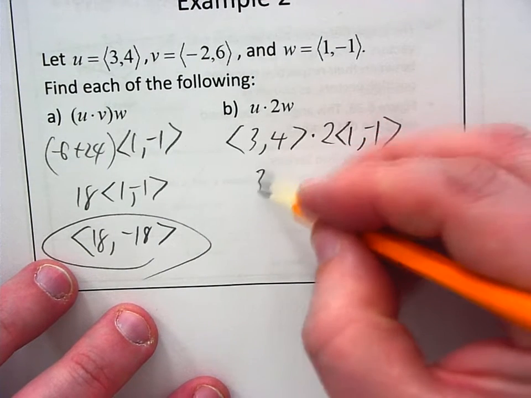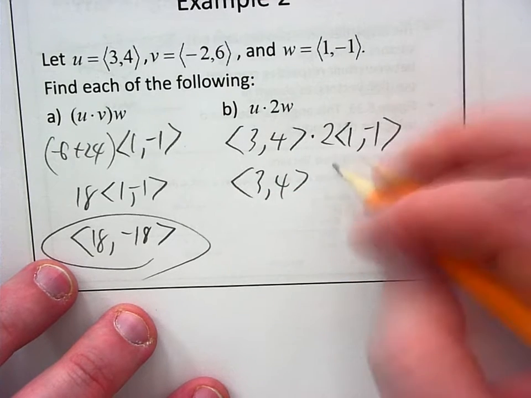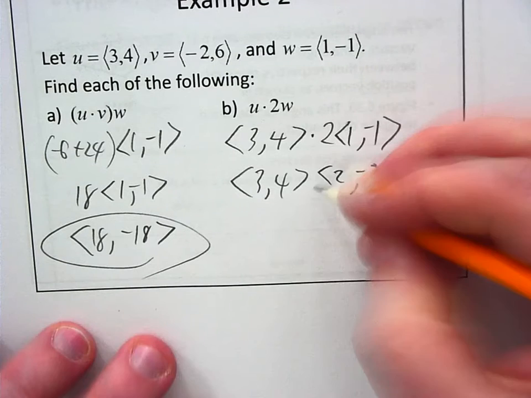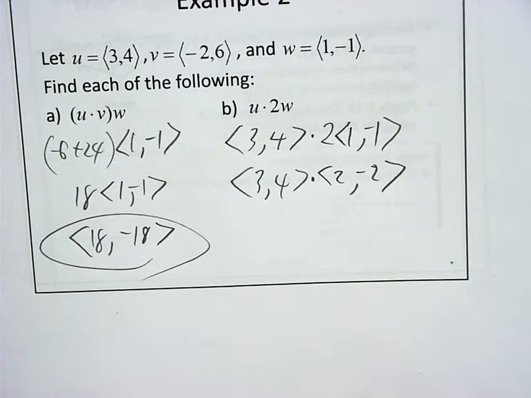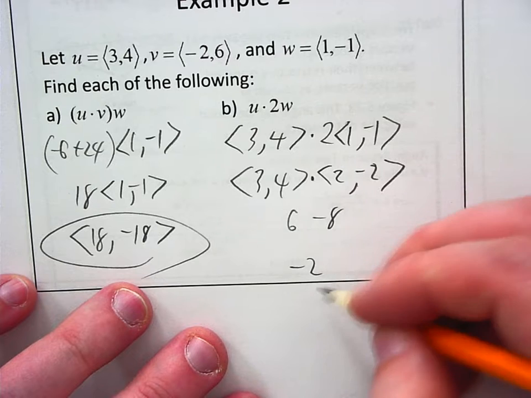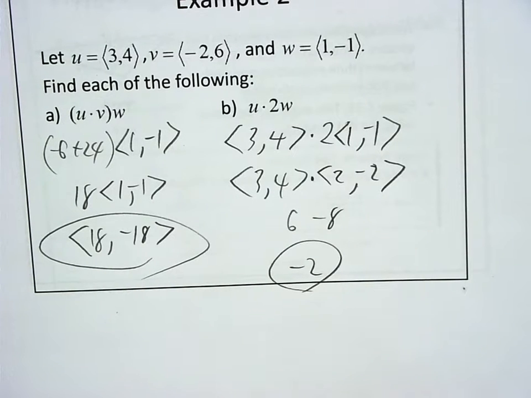So, I can distribute that scalar multiplier now to get 2, negative 2, and then proceed to dot the other two together. So what's that going to end up giving me? Negative 2, because you're going to have 6 minus 8, so negative 2. Not too bad? Okay.